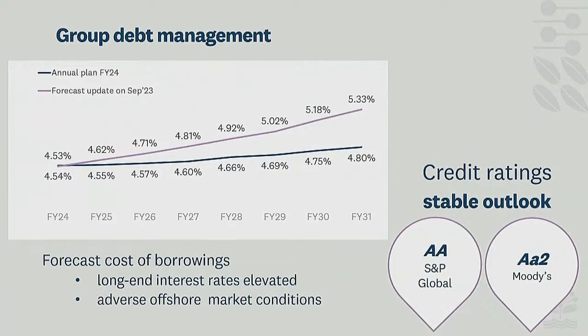Just looking at the cost of funds and interest rate forecasts. So the dark blue line there shows our forecasts in the annual plan, and the purple line there shows the updated forecast as at the end of September. So you see quite an increase there, which was due to the increase in interest rates.